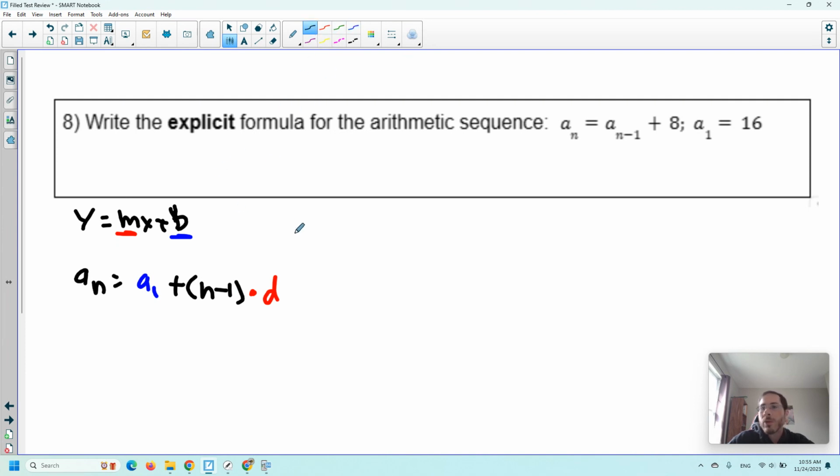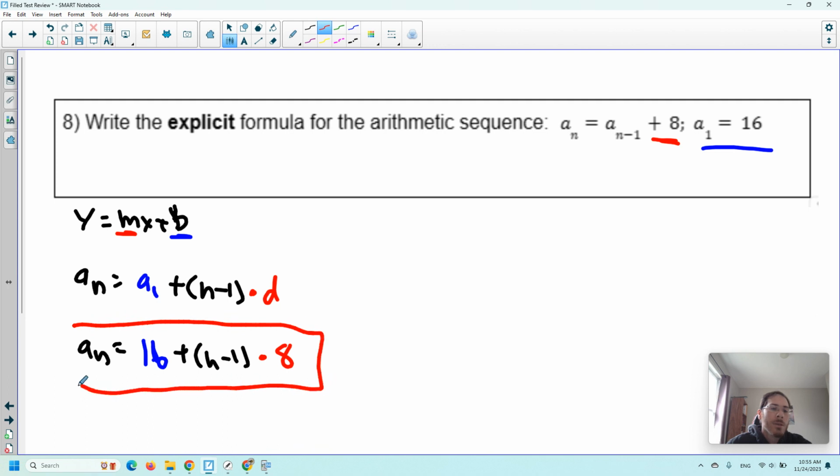And just like before, we're just filling them in. So if we look, a sub n equals a sub 1. Well, it just tells us what a sub 1 is, so that's pretty easy. Plus n minus 1. All right, then we got to find d. We got to find the common difference. We're going up by 8 every time, so times positive 8. And that's it. We're already done. That's where we find d. D is how much we go up by every time. So that one's pretty much done too.